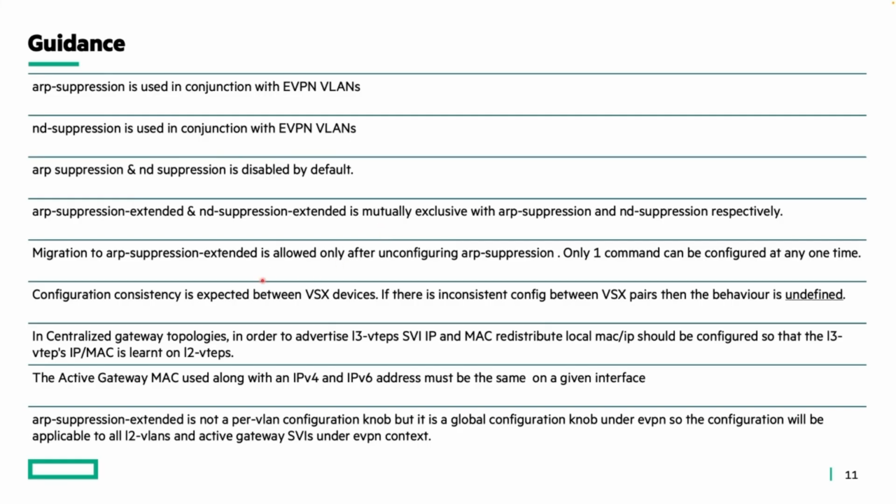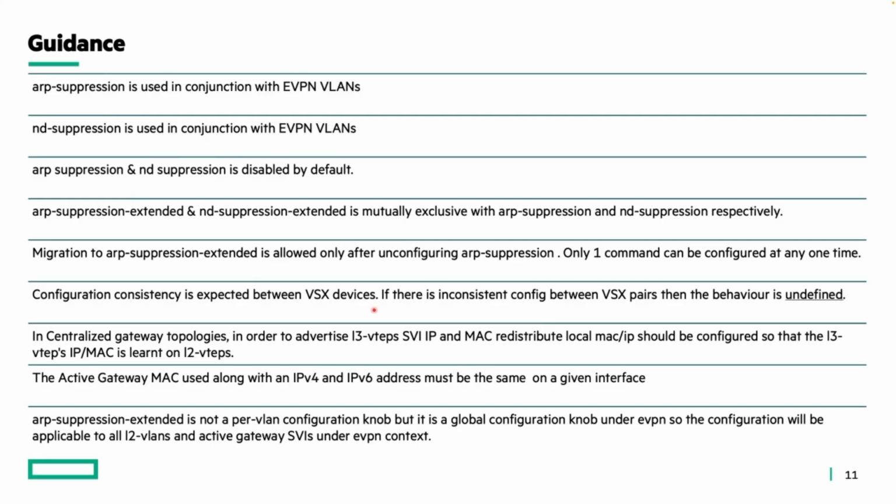The configuration consistency is expected between VSX devices. We've seen that in the previous slide. If there is an inconsistent config between VSX pairs, then the behavior is undefined. In centralized gateway topologies, in order to advertise L3 VTEPs' SVI IP and MAC, redistribute local MAC IP should be configured so that the L3 VTEPs' IP or MAC is learned on the L2 VTEPs. The active gateway MAC used along with the IPv4 and IPv6 address must be the same on the given interface.